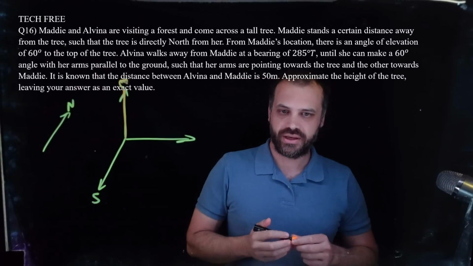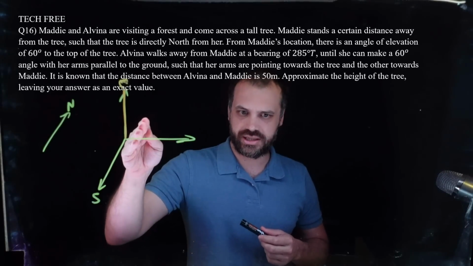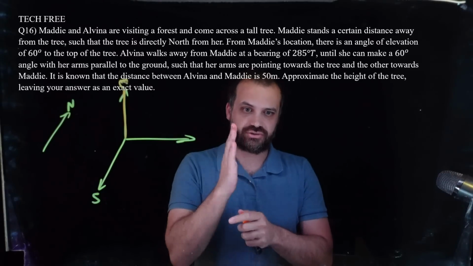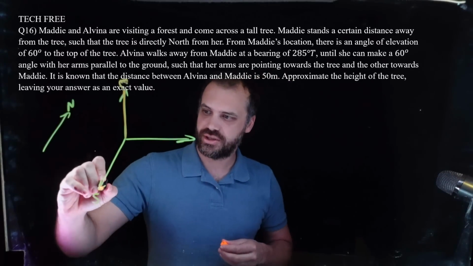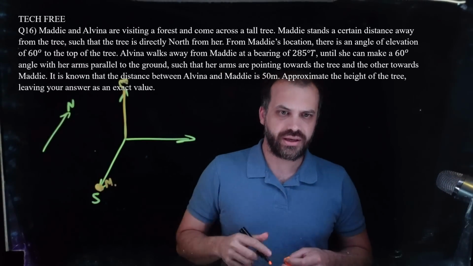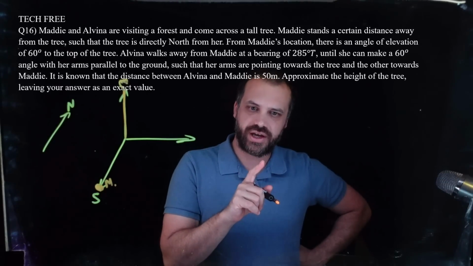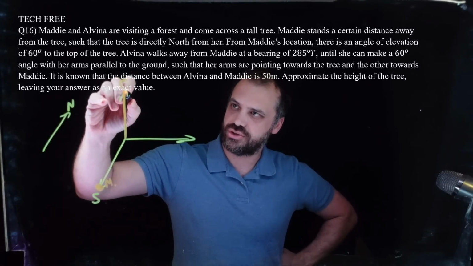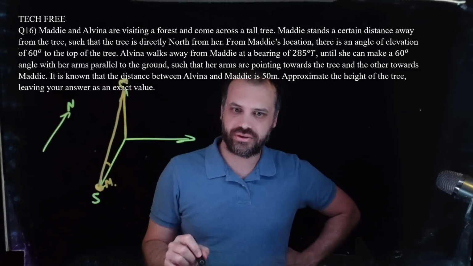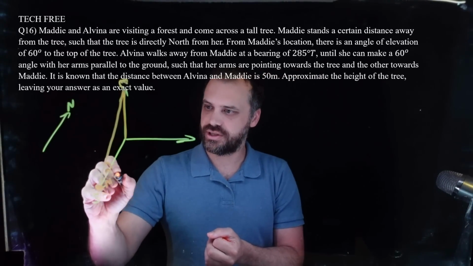That's my tree. Okay, and we have a person, Maddie, who is standing directly south of the tree because it says Maddie is looking at the tree and the tree is directly north of Maddie. So here is Maddie, right here. M for Maddie. Now, it also says there is an angle of elevation from Maddie to the top of the tree. And that angle of elevation, so she's looking up at the tree, is 60 degrees.